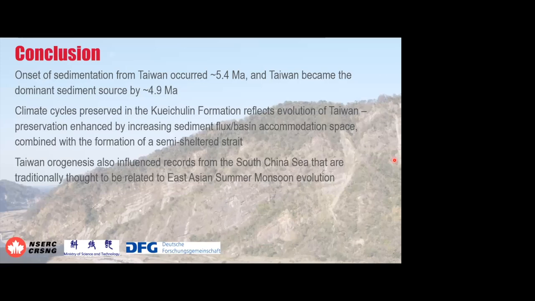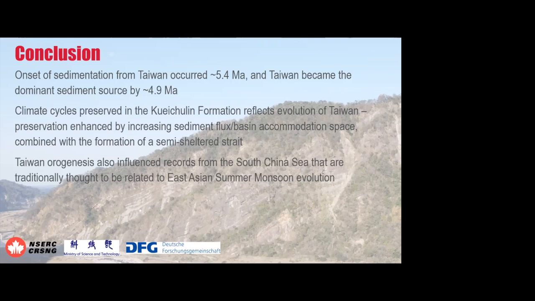So in summary, our studies show that soon after Taiwan emerged from the Pacific Ocean, it rapidly became a major sediment source to the Western Foreland Basin near the Miocene-Pliocene boundary, which is around 2 million years earlier than previously thought. It then became the dominant source to the Western Foreland Basin by the early Pliocene. And the rapid uplift and erosion of Taiwan resulted in increased sediment influx and basin accommodation space, and the formation of a semi-sheltered strait, all of which served to enhance the preservation of climate cycles.